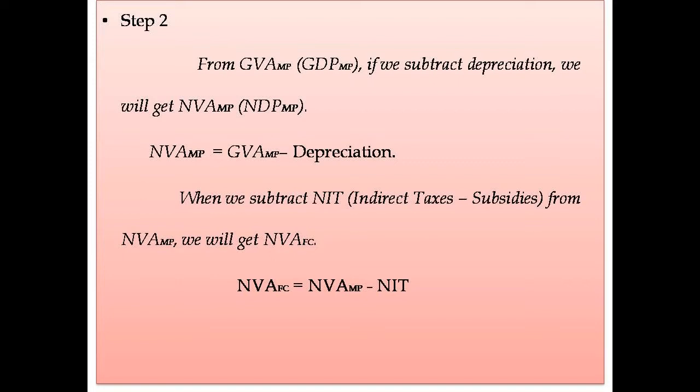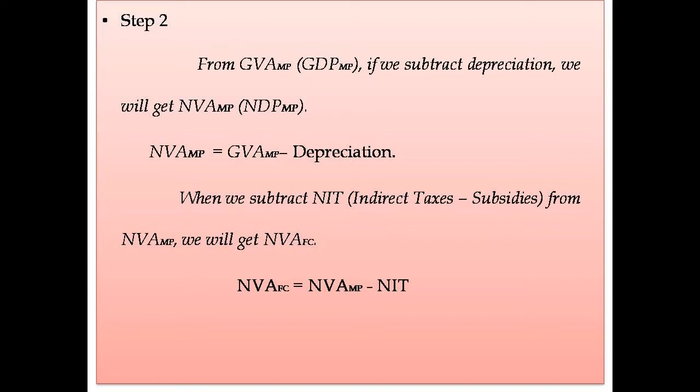Similarly, from GVA-MP, if you subtract NIT, you will get GVA-FC. So let me repeat the formula. GVA-MP is equal to total sales minus intermediate consumption plus change in stock. From GVA-MP, you can calculate NVA-MP by subtracting depreciation. From NVA-MP, if you subtract NIT, you will get NVA-FC.